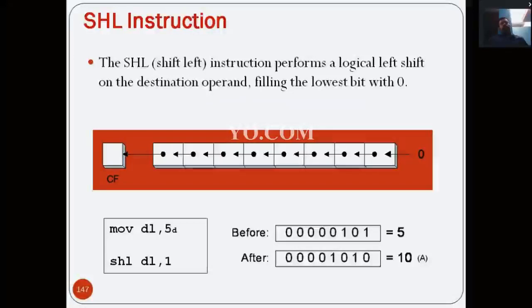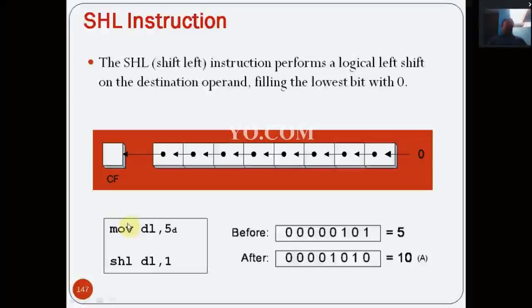These are the logical operations. Next one, shift instruction, SHL, shift left. This instruction performs the logical left shift on the destination operand, filling the lowest bit with 0. So the data in the register is shifted left. Okay, so data present here is shifted here, here shifted here, likewise. And the empty spaces are filled by 0.